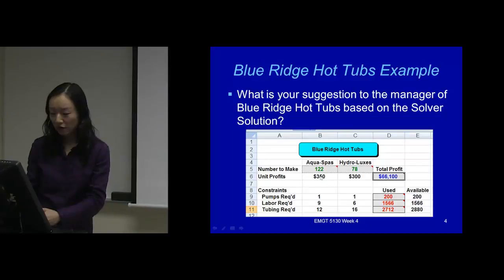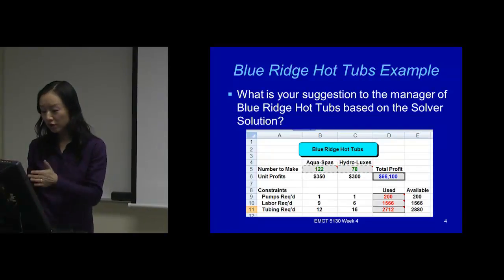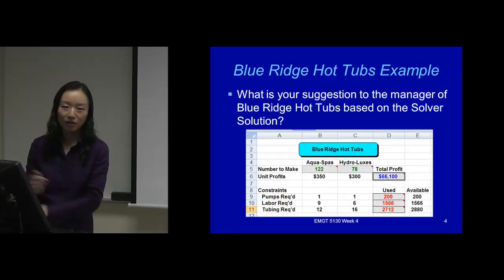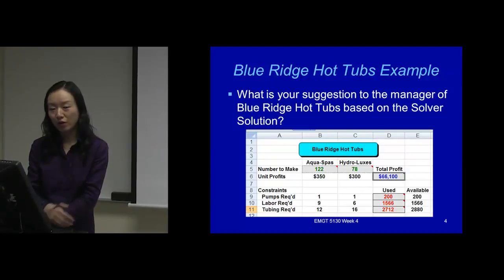The unit profits of Aqua-Spas should remain 350, and Hydro-Luxes should remain 300. Same as the labor constraint, pump constraint, tubing constraint. Okay, and if you work in the company and only give this, okay, we should make this many to the manager, probably that's not a good enough report. Managers always want to know what if.